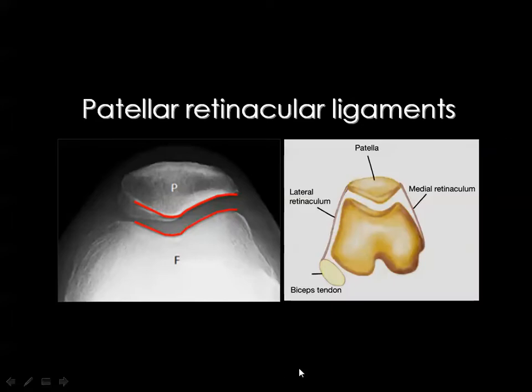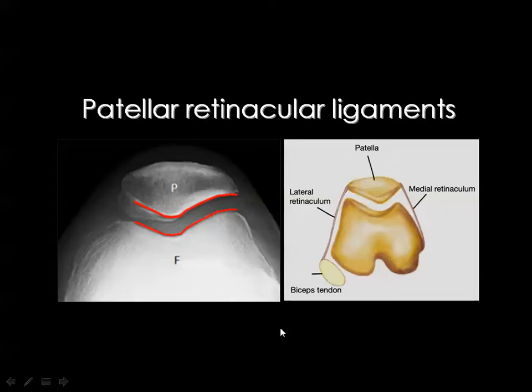Then the patellar retinacular ligaments are those ligaments connecting the patella to the femur. You see the medial retinaculum connects the patella to the medial femoral condyle. The lateral retinaculum connects the patella to the fibula. Then, if you have an image like this, this is a plain X-ray axial view of the patella, and the axial images of MRI are almost similar. But usually you cannot see the fibula in the scan.